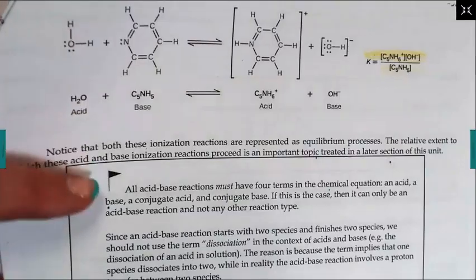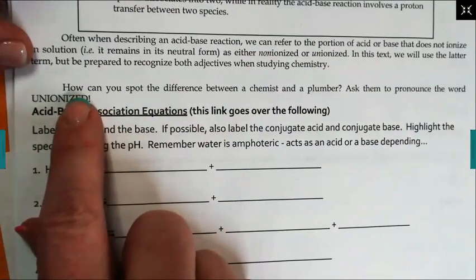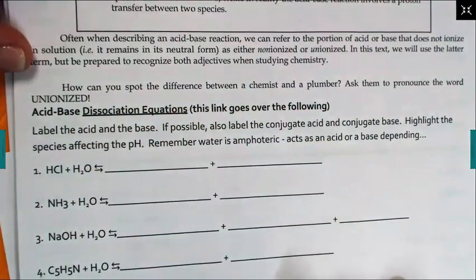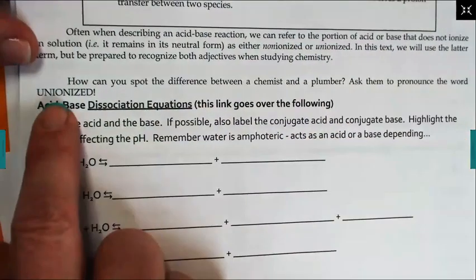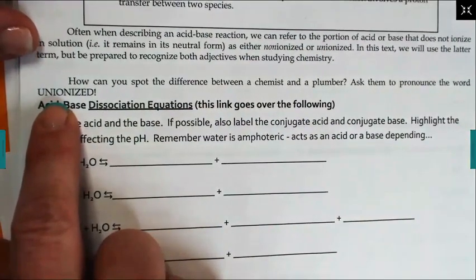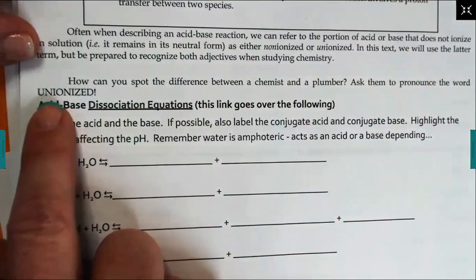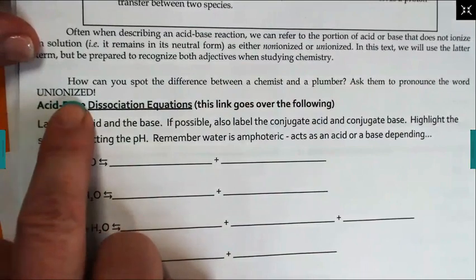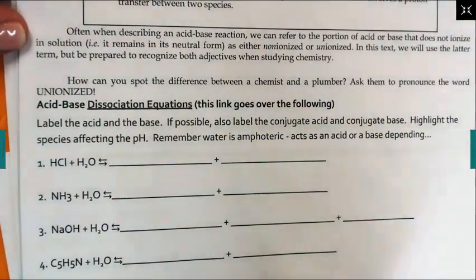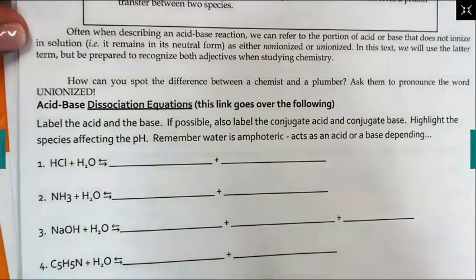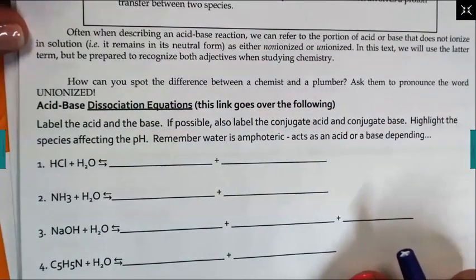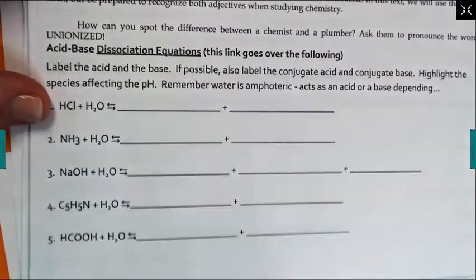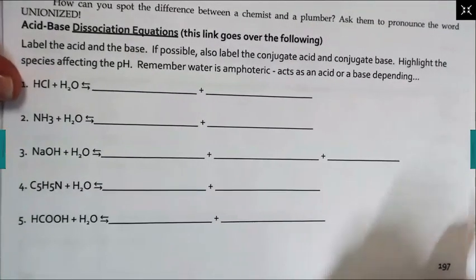Now, okay, here's my favorite part of the notes. How can you spot the difference between a chemist and a plumber? Ask them to pronounce the word. See, if you say unionized, you're a plumber. Versus unionized. Okay. No. Okay. That's the best I got. It's actually one of the better jokes. I don't know how to take that.